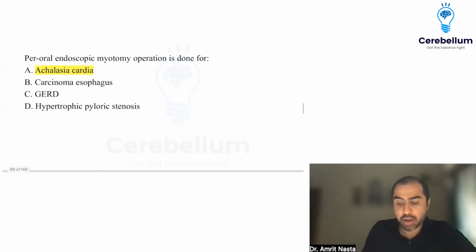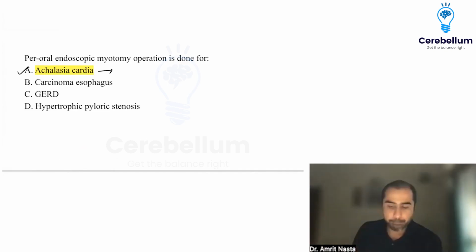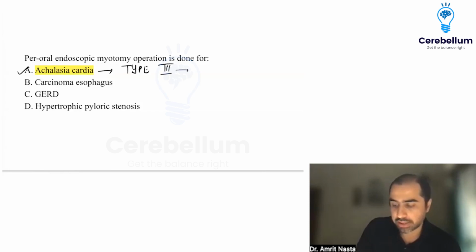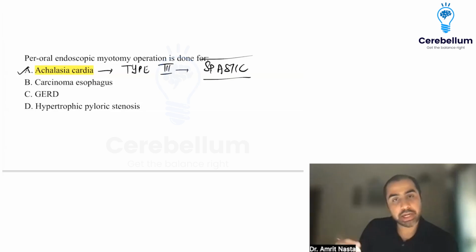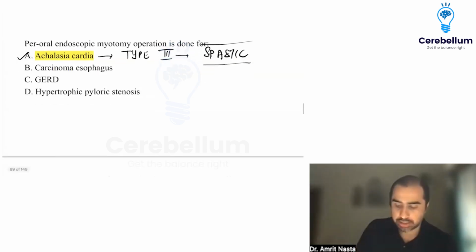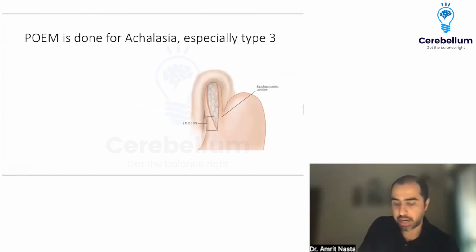Two important terms. POEM is done for achalasia. Which type of achalasia will you prefer POEM? It is preferred for type 3 achalasia, which is also called as spastic achalasia. In type 1 and type 2 achalasia, you will do this procedure, Heller's myotomy. So Heller's procedure is preferred in type 1 and type 2.